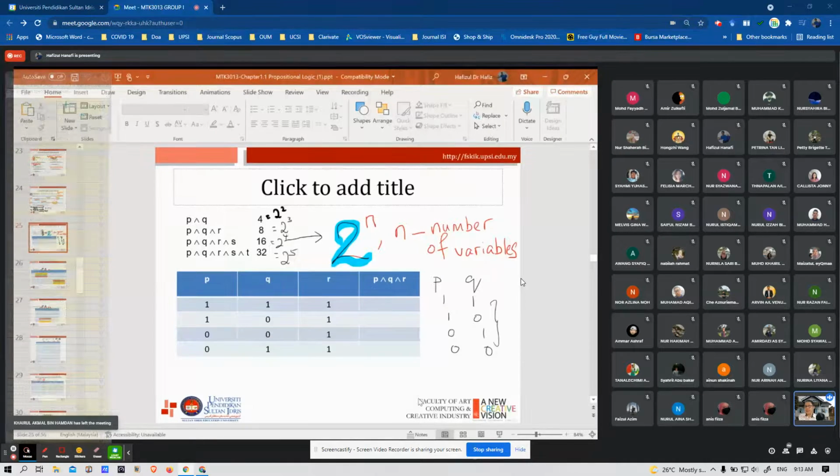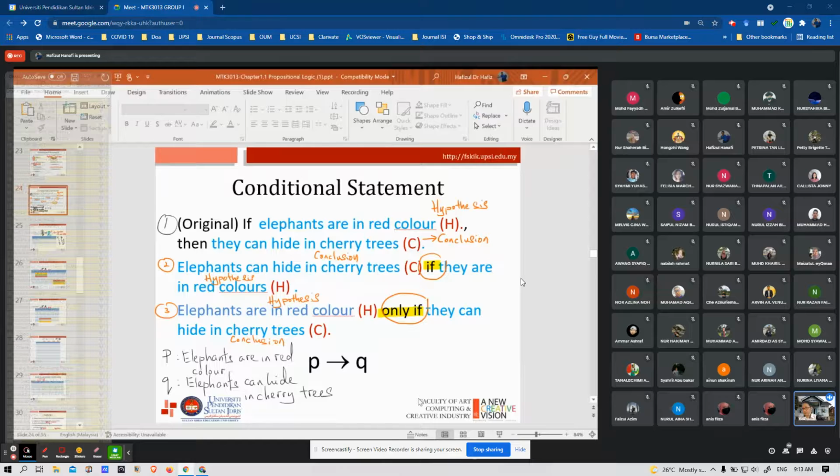Okay, class. We start our lecture today. Bismillahirrahmanirrahim. Okay. Before this, we have taken a look at the conditional statement.